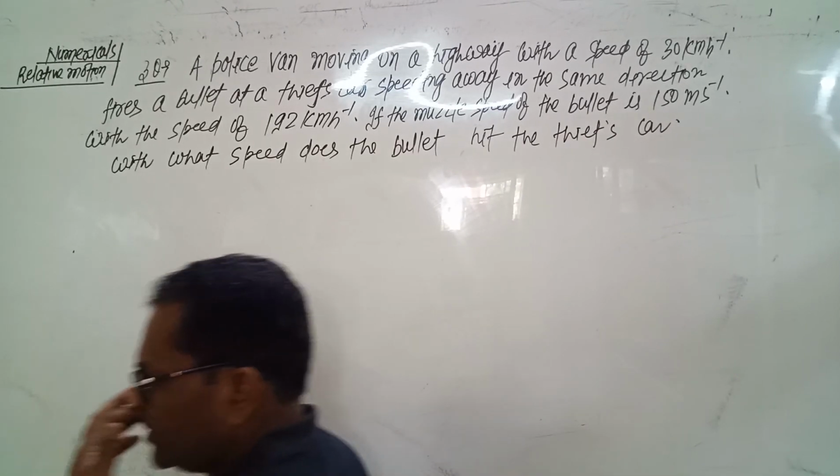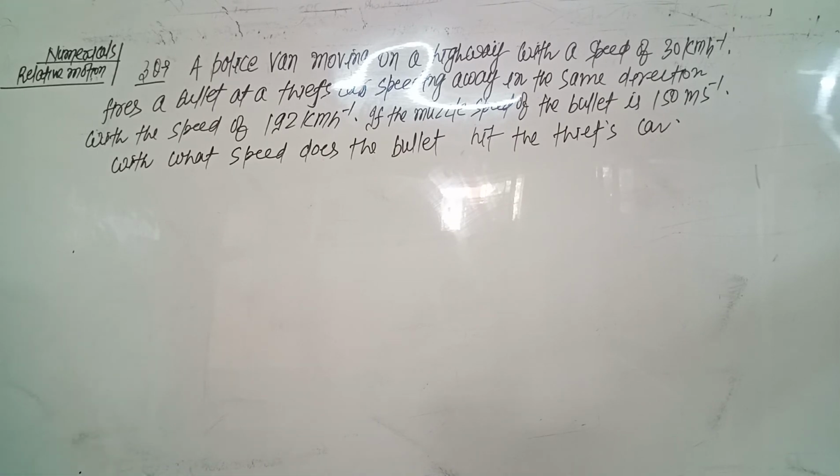We are given a police van moving with a speed of 30 km per hour and it fires a bullet on a thief's car, and the thief's car is speeding away in the same direction with a speed of 192 km per hour. If the muzzle speed of the bullet is 150 meter per second, what is meant by muzzle speed of the bullet?